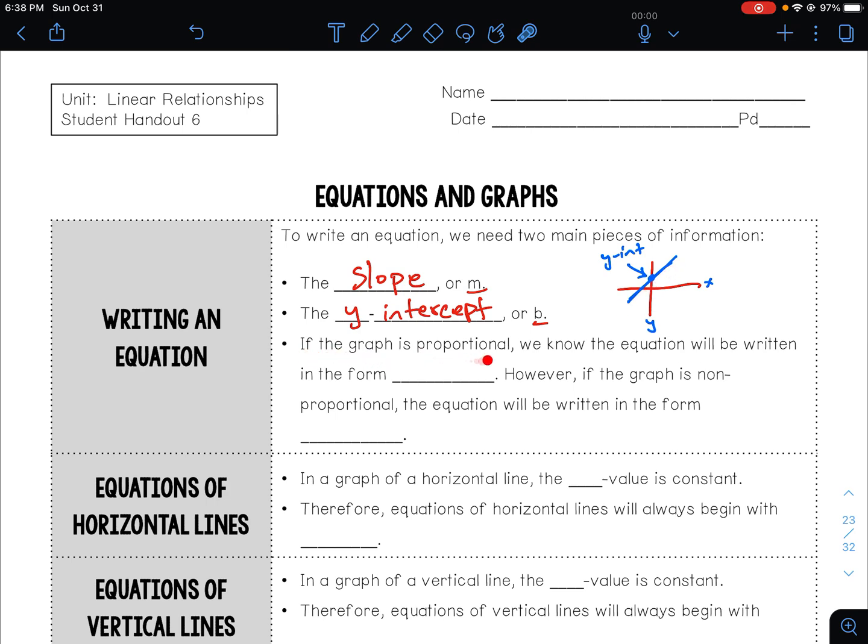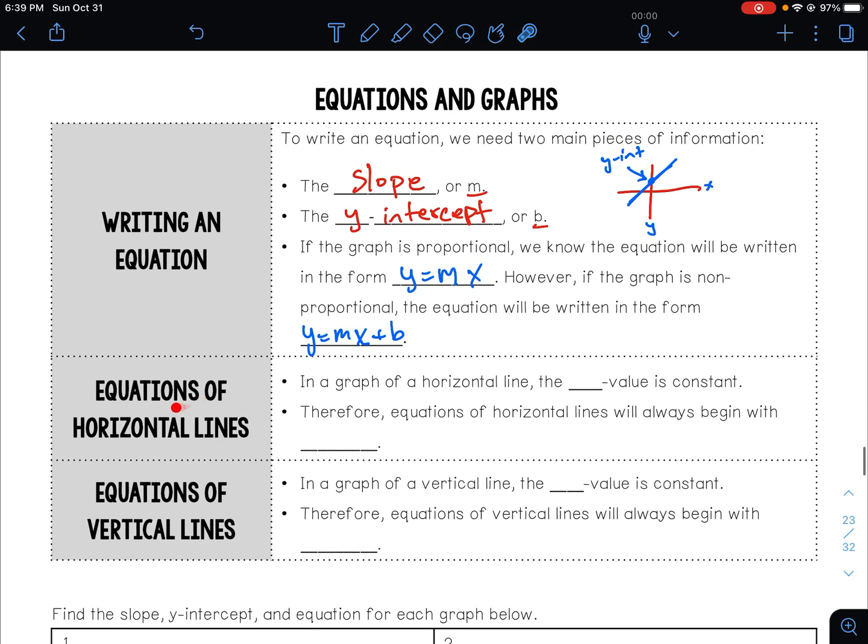If the graph is proportional, we know that the equation will be written in the form y equals mx, where m is the slope. However, if the graph is non-proportional, the equation will be written in the form y equals mx plus b. So basically, if I have a y-intercept that's not zero, then it's not proportional.